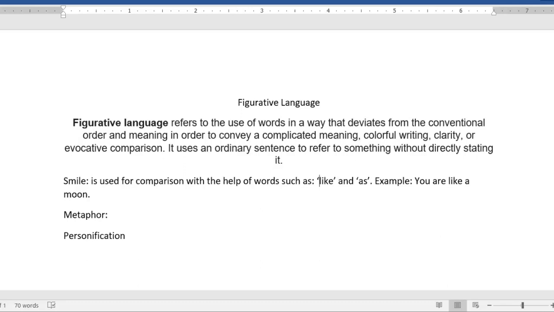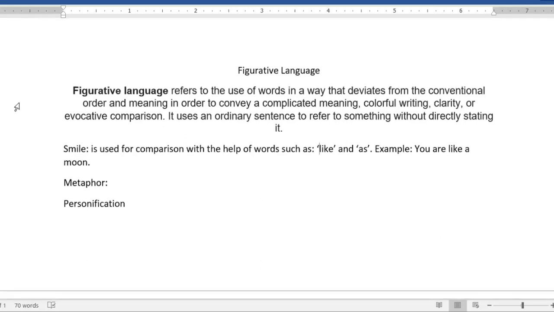Now, for example, you gave us the example, you are like a moon, meaning you are comparing someone, say you are comparing A with B. Somebody is like a moon. So see, it's a comparison, right? So what is simile? Simile is a comparison, and it uses words such as like and as. So what is metaphor now?